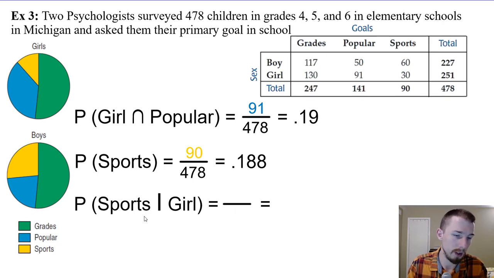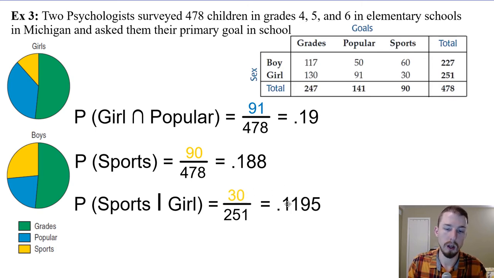What's the probability that your primary goal was sports given that you were a girl? So now our denominator is going to change. We're only interested in those that were girls, which would be 251. So out of the 251 girls that were interviewed, what percent of those were interested in sports? So now we're going to look at the intersection of those two. So not all the sports, but only the girls that were interested in sports, which would be 30. Remember, that's the intersection of those two. So 30 out of the 251 girls, which would give us 11.95.